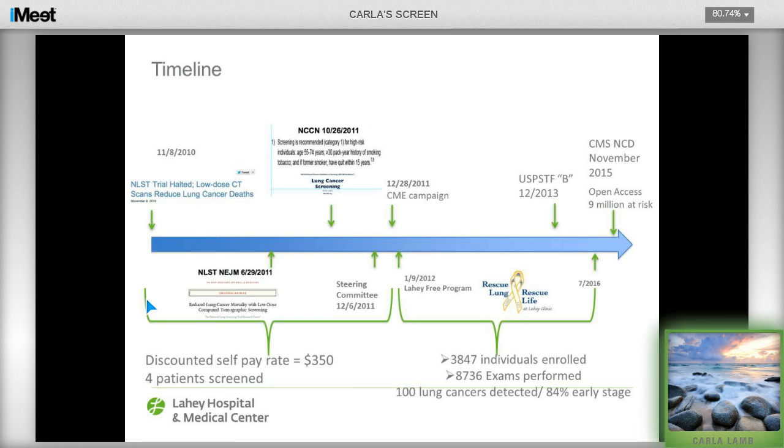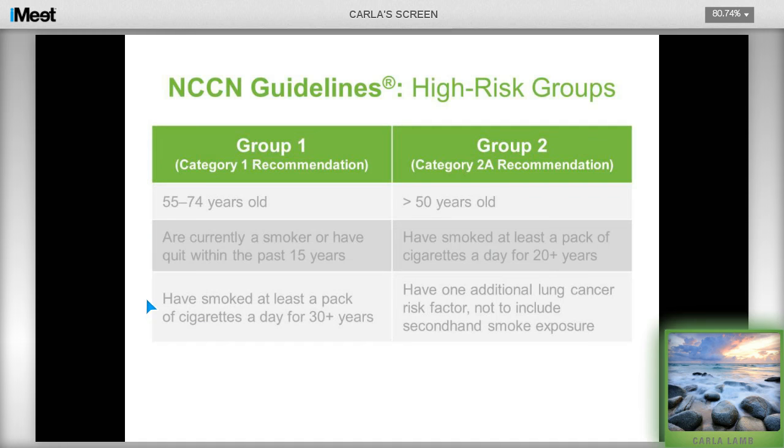Just as a benchmark, we've screened over 3,800 patients, and many of which are in their second and third phases of screening. And we've identified, as of July of 2016, 100 lung cancers out of that population, with 84% of those being early stage.